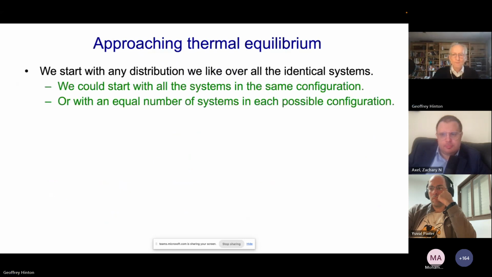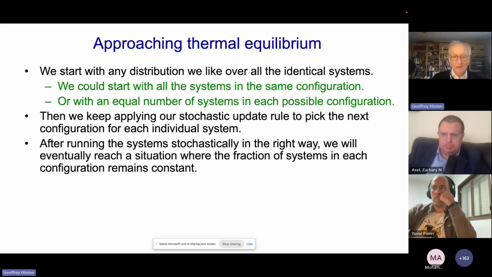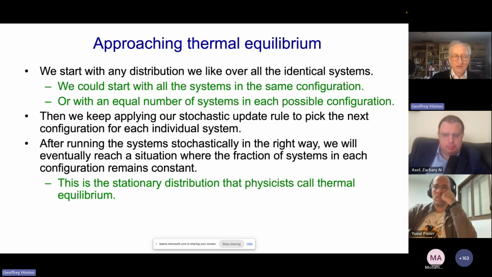We can start with any distribution we like over all these identical systems. And as we go round in each system, letting units flip on or off stochastically, gradually we'll settle to thermal equilibrium, where the fraction is constant. And I'll give you one more analogy for that.